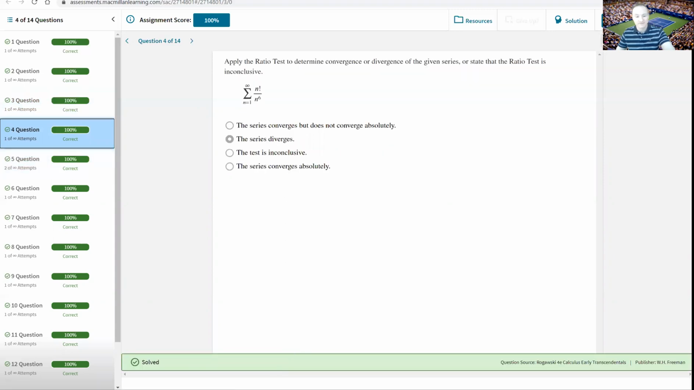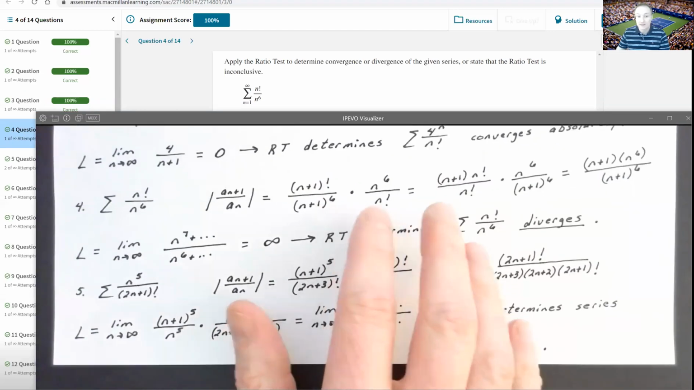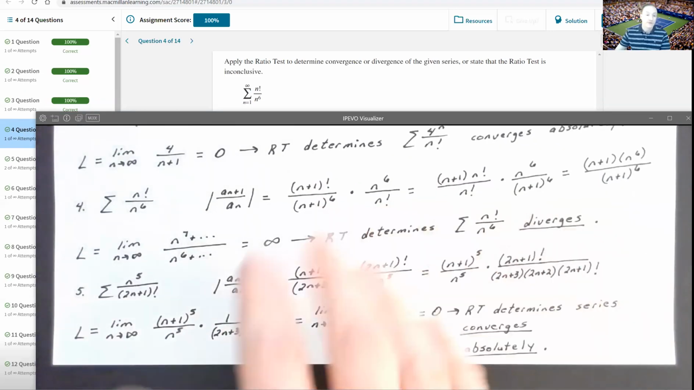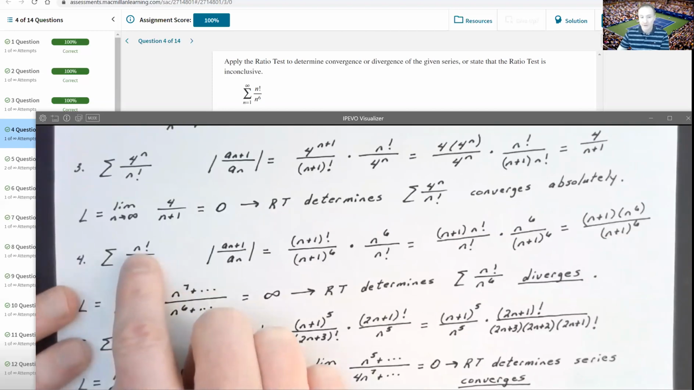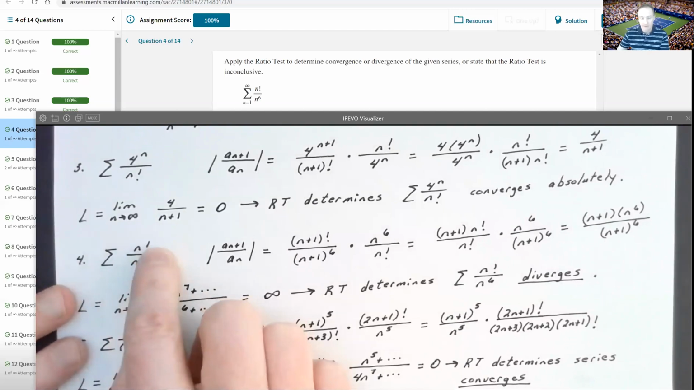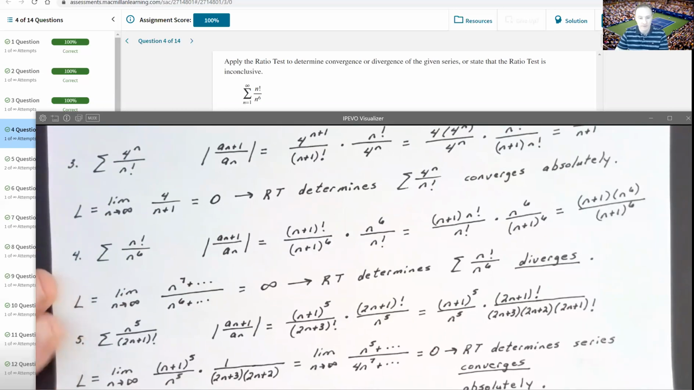For the next one, we have n factorial over n to the 6th power. Now, for the same reason that just by looking at it, I knew that the last one converged because that factorial gets large really quickly, I know this one will diverge because that numerator is getting large quickly, much more quickly than that denominator. Even if that denominator was n to the 6 trillionth power, this problem is going to diverge because n factorial is going to get larger as n approaches infinity.